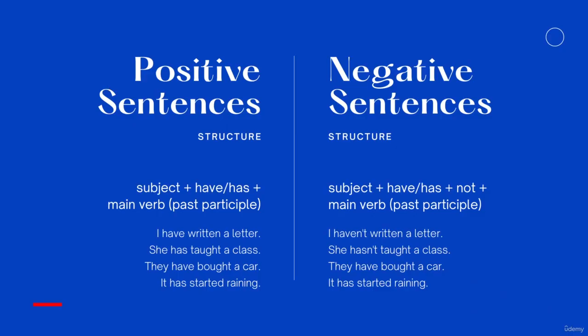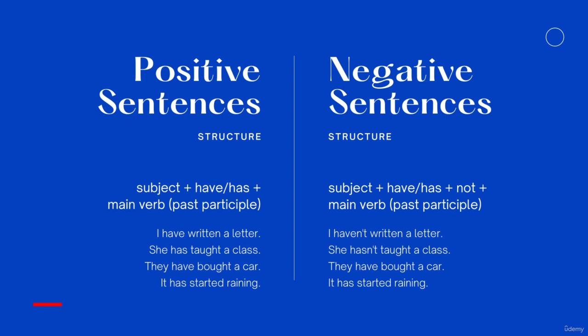The basic structure for positive sentences in present perfect is subject, has or have, and then the main verb. And the form of the main verb will be the past participle. Let's look at some examples. I have written a letter. She has taught a class. They have bought a car. It has started raining.